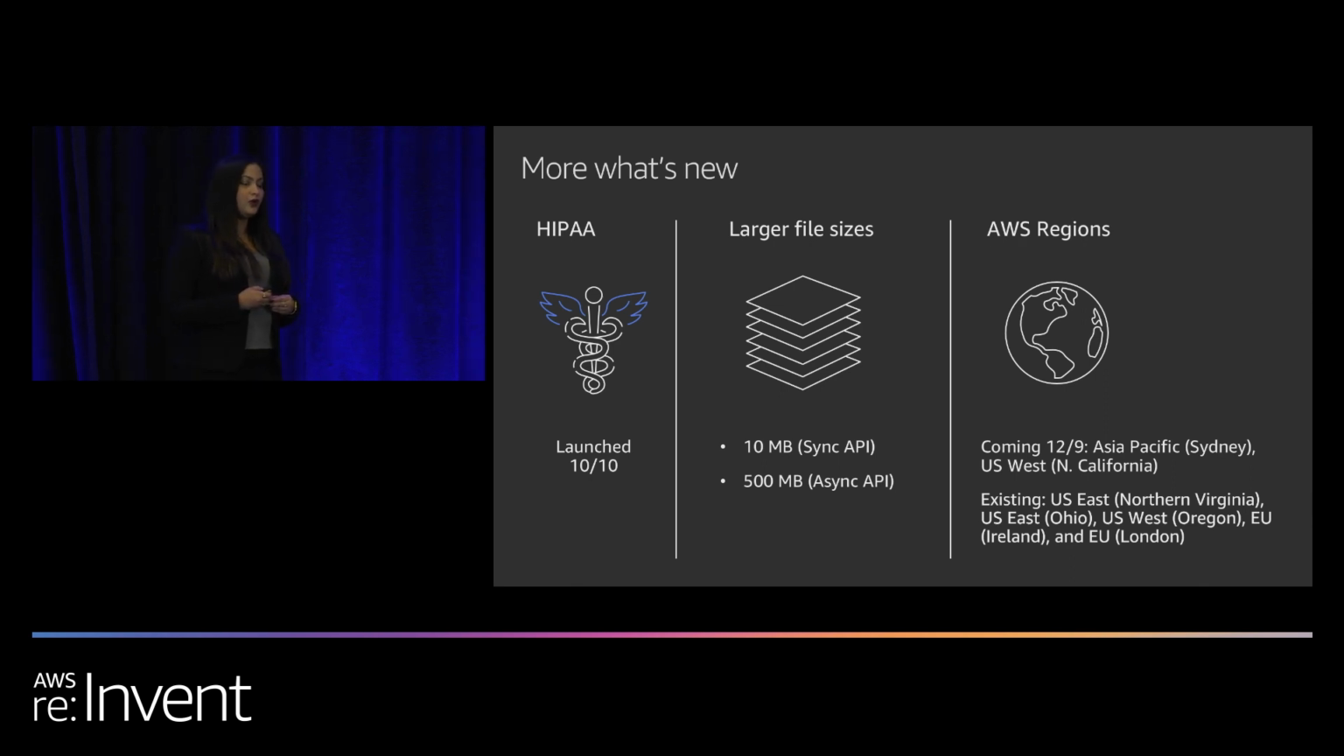Next week, we are also going to be increasing the file size limit of our synchronous API to 10 megabytes. Of course, you can also use our asynchronous API that offers a size of 500 megabytes apiece. And then we continue to expand our regional footprint. On Monday next week, we will launch Sydney and Northern California, making it a total of 7 regions that Amazon Textract is available in today, with more to come in the new year.